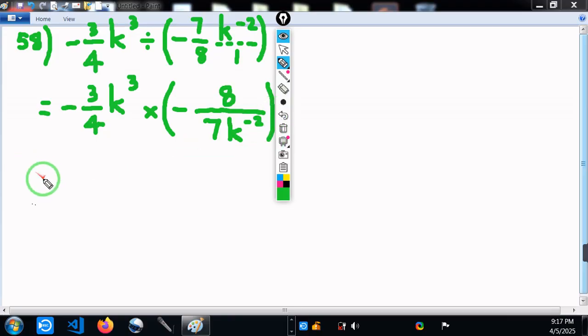And then now you handle this thing, which is very easy. The negative and negative, positive, no need to write. The 3 and 7 cannot cancel. The 4 and 8 must cancel. Good. So we take care of this. 3 and 2, there will be 6. The negative, done already. Negative, negative is positive, no need to write.